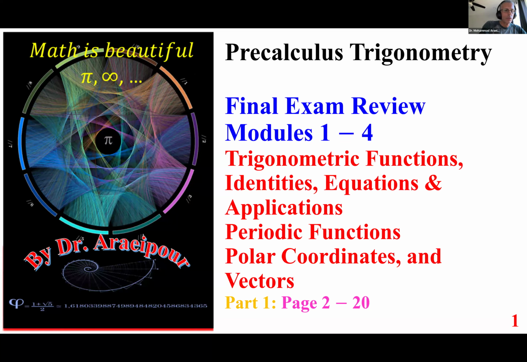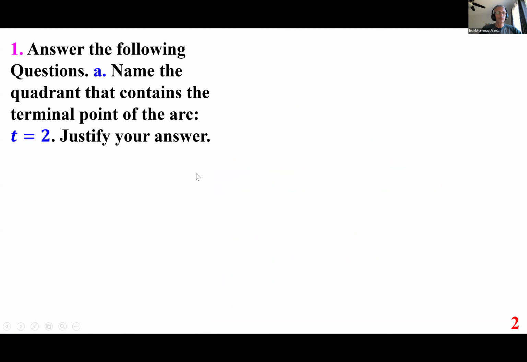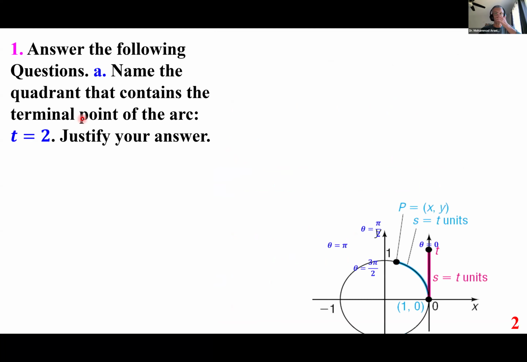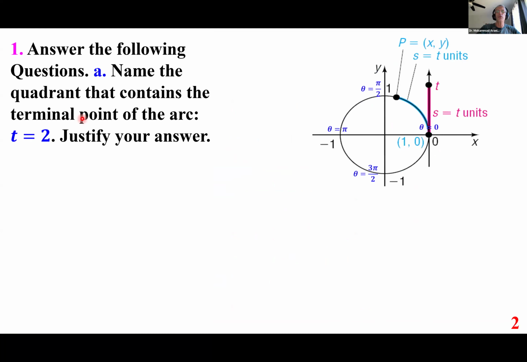Good afternoon, class. We are looking at final exam review, which covers modules 1 through 4: trigonometric functions, identities, applications, periodic functions, polar coordinates, and vectors. Name the quadrant that this belongs to. t equals 2. Reminding everybody of the unit circle, x squared plus y squared equals 1.